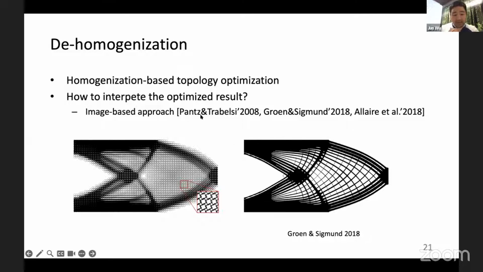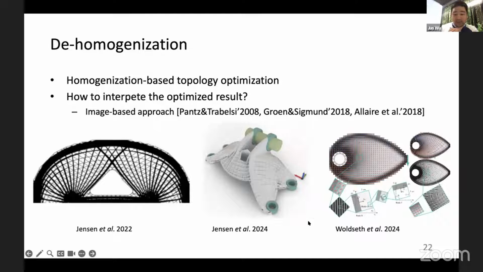And this was pioneered by Pedersen and Tortorelli in 2008. After 10 years, it has been picked up again and improved, and it has become a very popular research direction. So later on, you will see Rebekka will present her work on Phasor noise-based dehomogenization, and Peter Jensen at the DTU also did a lot of work on dehomogenization under multiple load cases and to extend it to 3D.